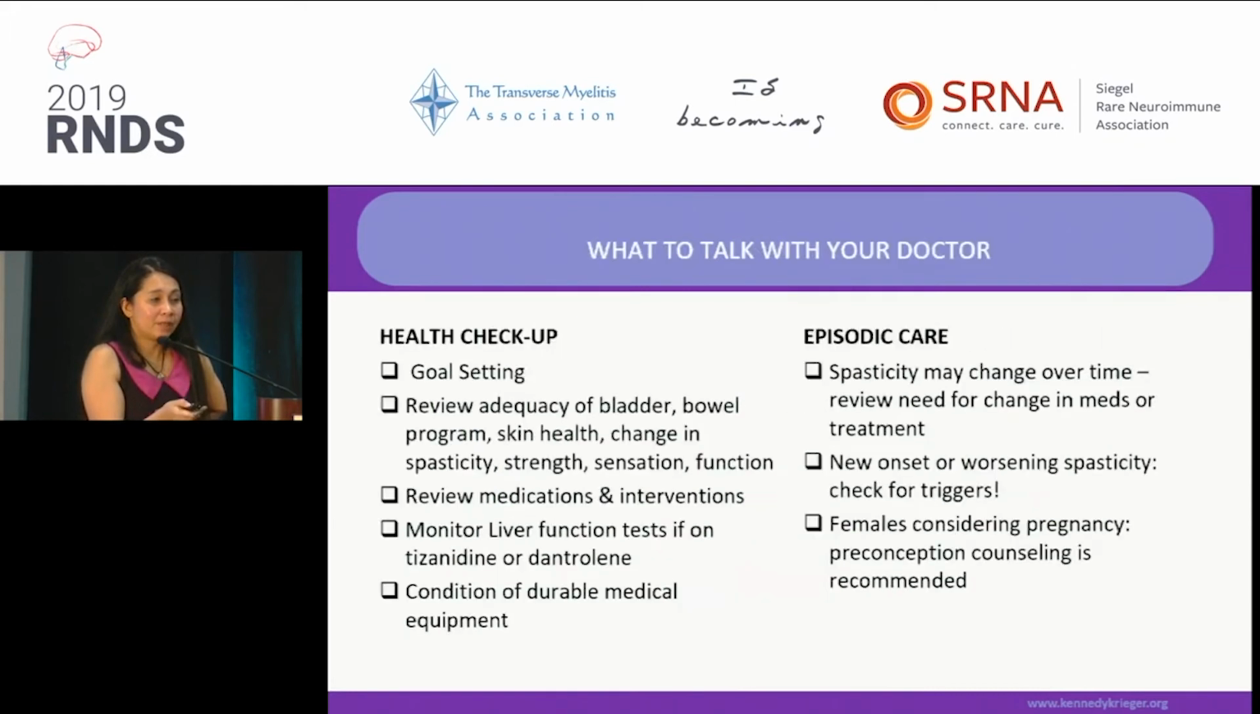Okay, all right. So most important thing, if I can have 1 more minute, what to talk about with your doctor. This is what I would like you to bring to your physician, those of you who have spasticity. In your regular checkup with your doctors, you check about goal setting. Review what your bladder and bowel program is. Is it still working? Are you having problems? Do your regular skin check. Tell your doctor if you have a change in spasticity, sensation, strength, or function.